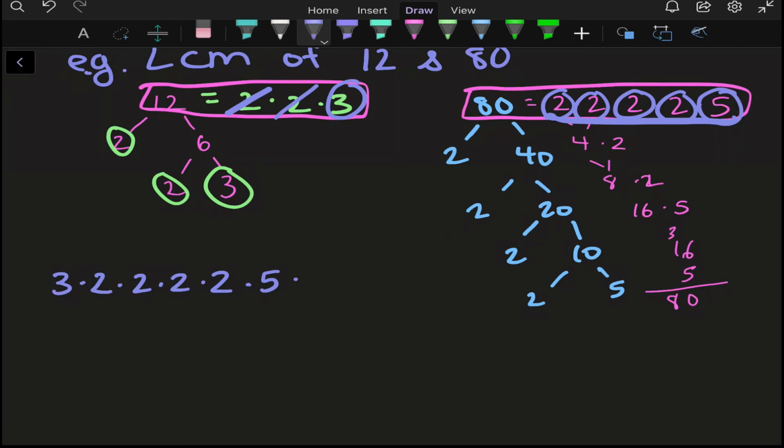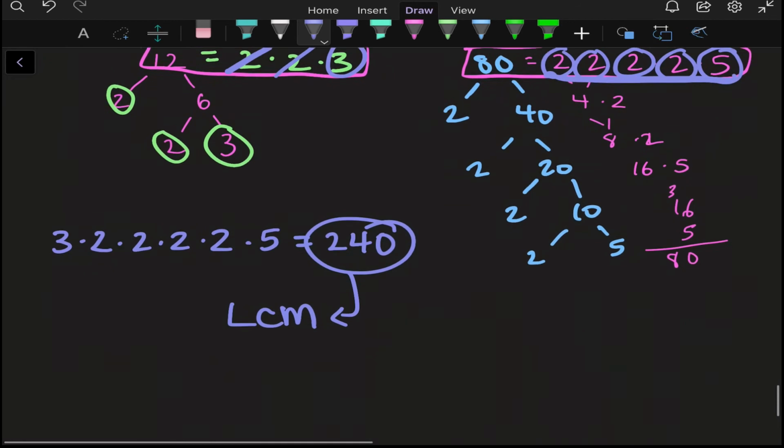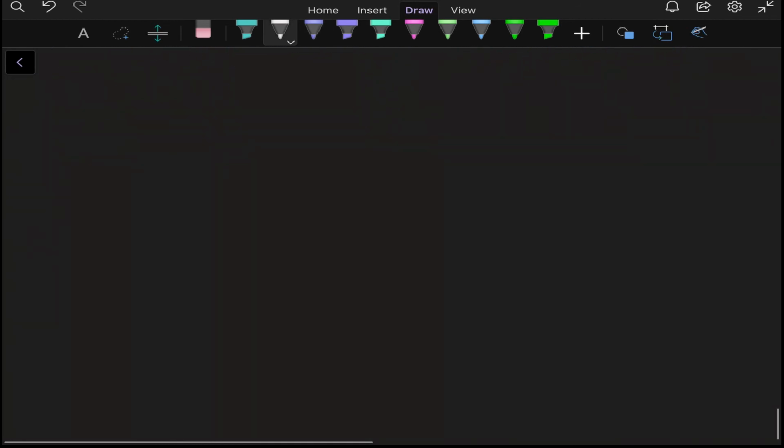And that is equal to, you can grab a calculator for that if you would like. 3 times 2 times 2 times 2 times 2 times 5 is 240. And 240 is the lowest common multiple. Okay, so a little bit more straightforward than writing the steps out for us. So we can do another example.